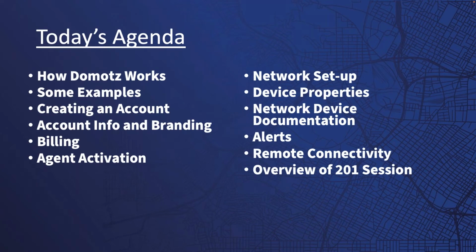We'll talk about what happens after the agent is activated, such as the network and how you set up the network more effectively. We'll talk about some of the device and the device properties that you see. We'll even get into how some of the network devices can be documented more efficiently. And of course, we'll go over alerting, remote connectivity, and lastly, we'll get into a little bit of an overview of what we'll do in the 201 session.